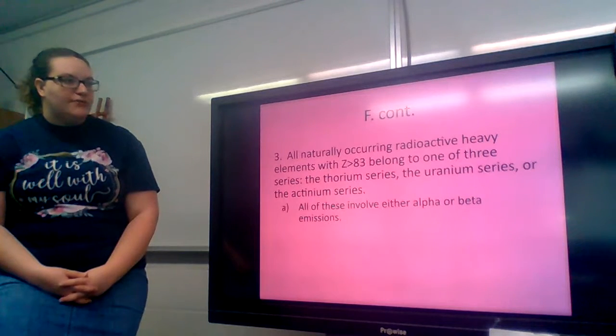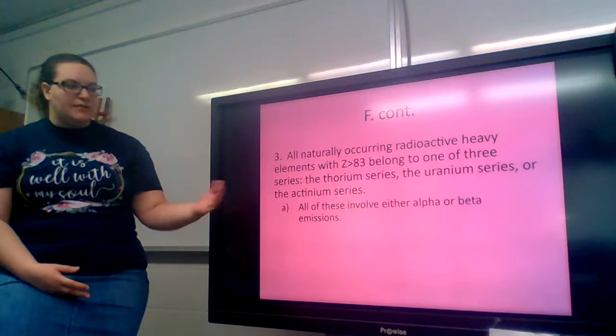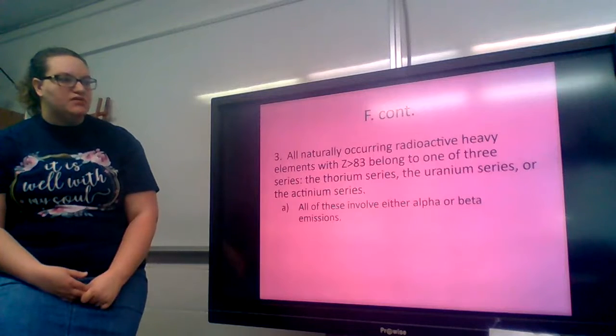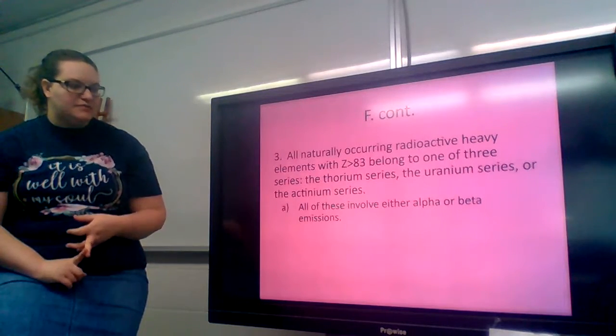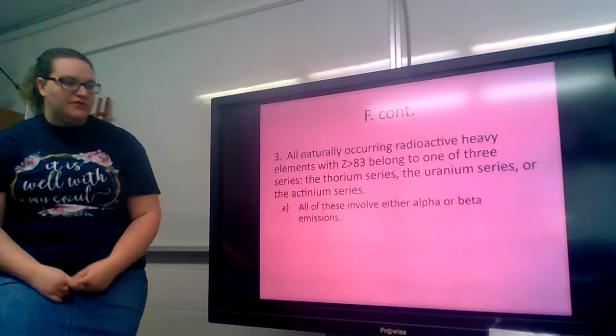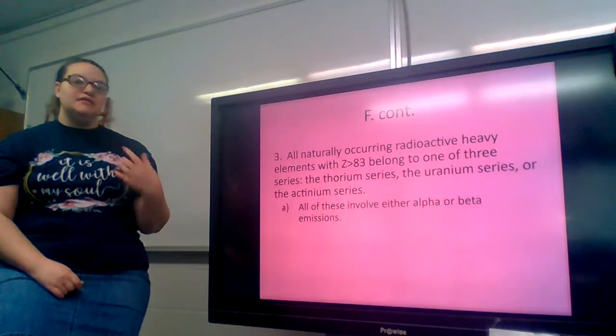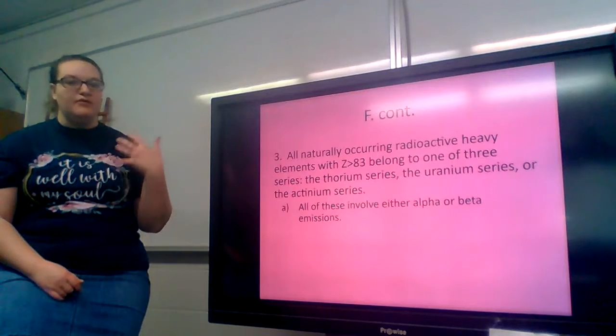All naturally occurring radioactive heavy elements with atomic numbers greater than 83 belong to one of three series: the thorium series, the uranium series, or the actinium series. All of these involve either alpha or beta emissions, and each one is used in some form of nuclear power.